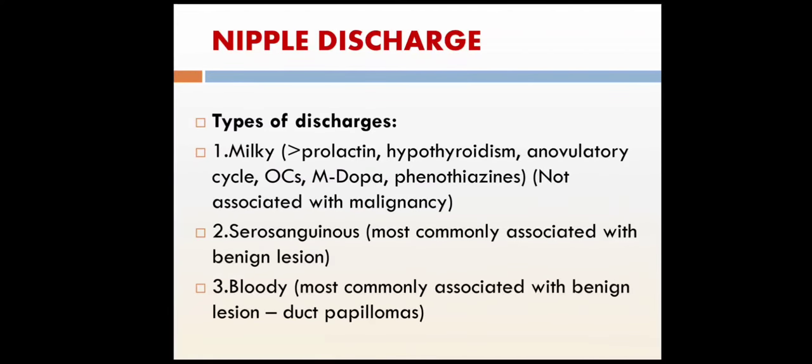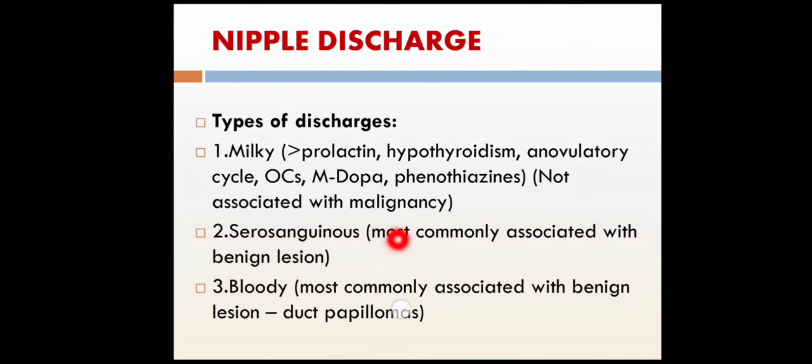First is milky. Usually we see this in endocrine disorders like hyperprolactinemia and hypothyroidism, anovulatory cycles, oral contraceptive pills administration, and drugs like methyldopa and phenothiazine. And usually milky discharge is not associated with malignancy.